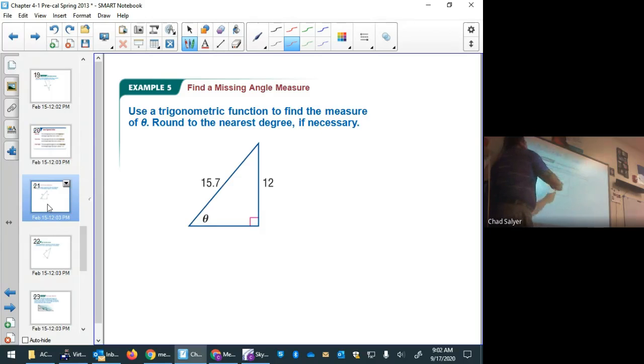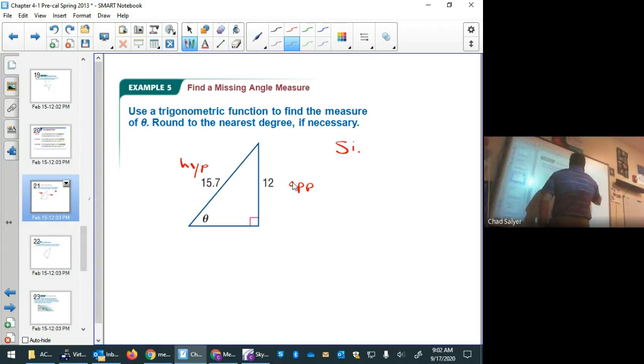So we want to find the measure of theta. So this time we've got the sides, we need the angle. So with respect to this angle, I've got the opposite and the hypotenuse. So what kind of trig function discusses the hypotenuse and the opposite? Indeed, so the sine of theta is going to be 12 over 15.7.